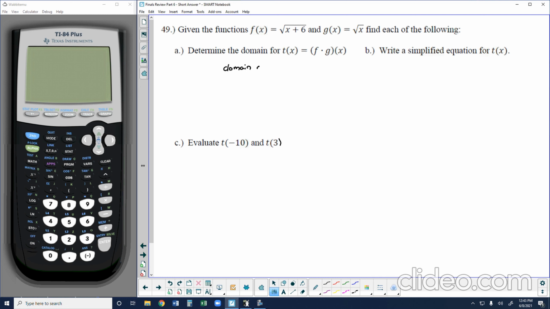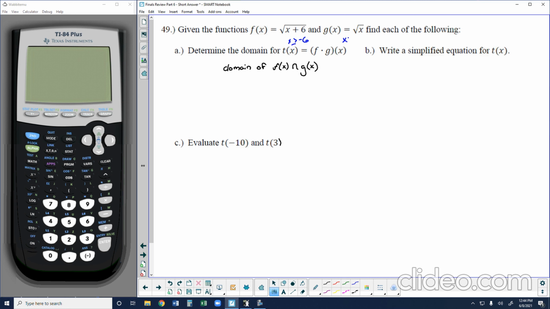of f of x and g of x. So what we can do here is take a look at what my domains would be. For f of x, x plus 6, this is a root function, so it would have to be greater than or equal to 0. So for f of x, we have to have x greater than or equal to negative 6. We can't have a negative inside it, but we can have a 0 inside of a root. So anything greater than or equal to negative 6 would satisfy that condition.